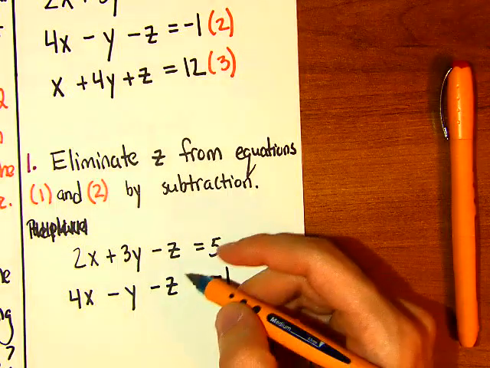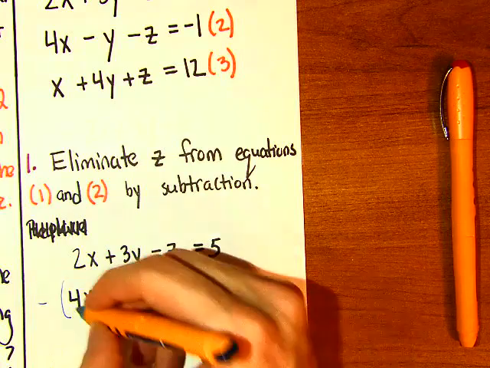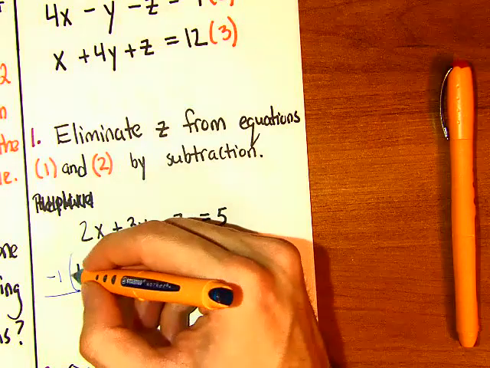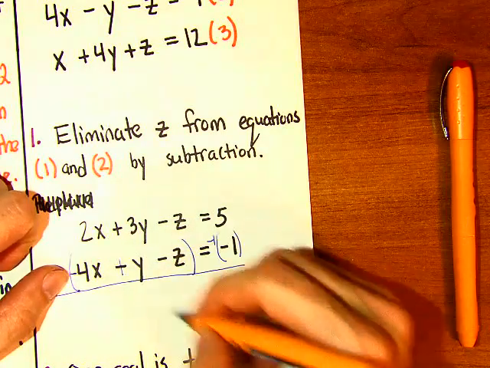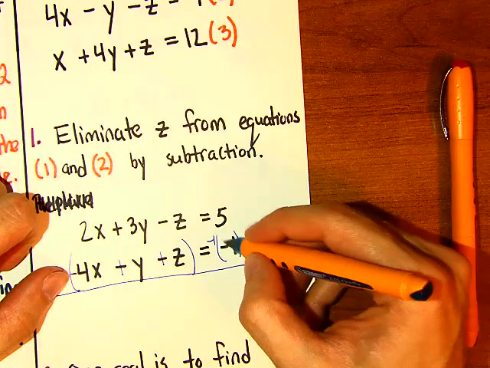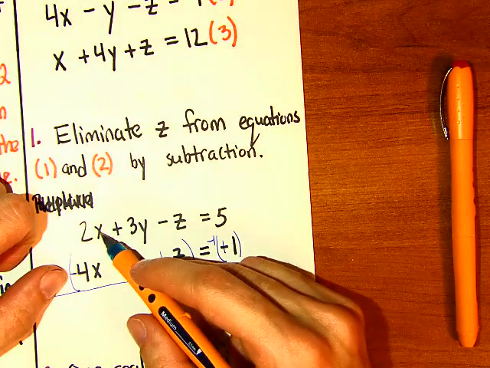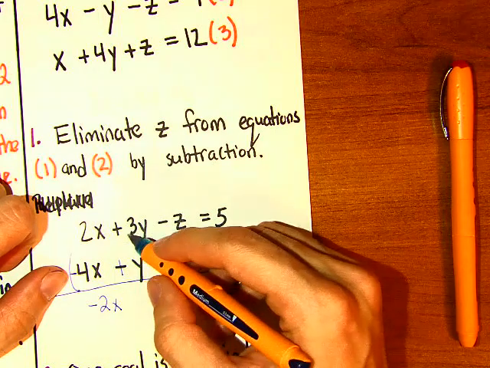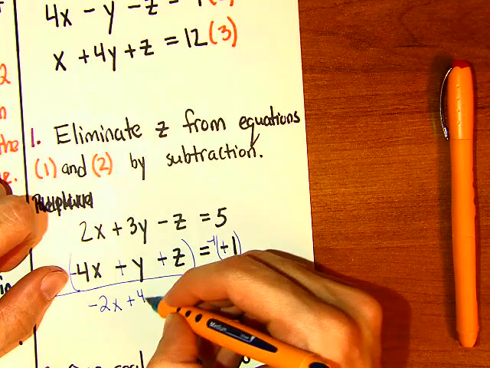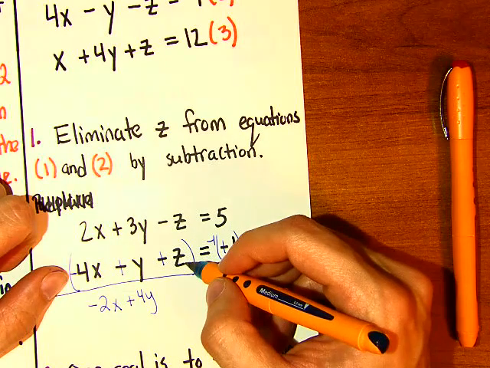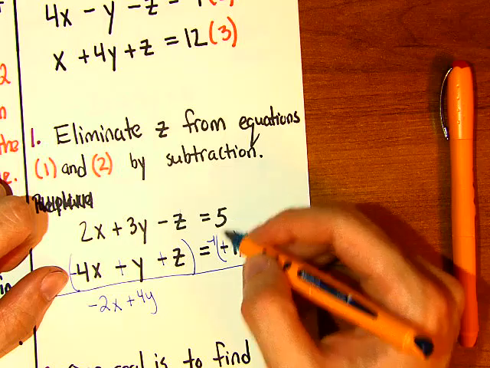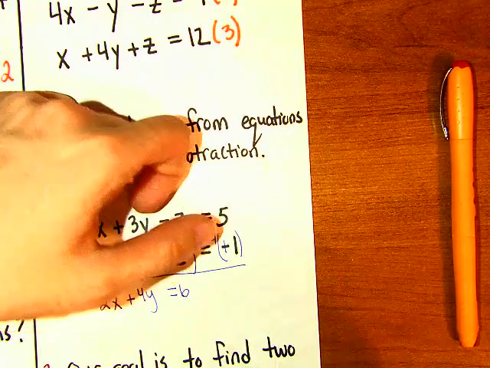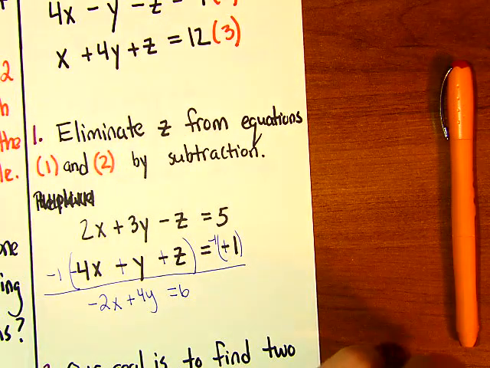To get rid of the z, let's just multiply this by minus one and multiply this by minus one. And what do you get? This becomes minus 4x, this becomes plus y, this becomes plus z, and this becomes plus one. So what do you get? You get 2x minus 4x, this is negative 2x, plus 3y plus y is plus 4y, and negative z plus z cancels, and 5 plus 1 is 6, okay? So this is our first system, okay?